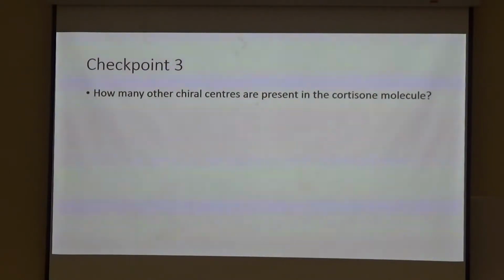Okay, checkpoint 3, I think you just need to find out how many other chiral centers there are. Clue given, there are 3 more: 1, 2, 3. Yeah, there are 3 more chiral centers other than the 3 that are given with the asterisk.